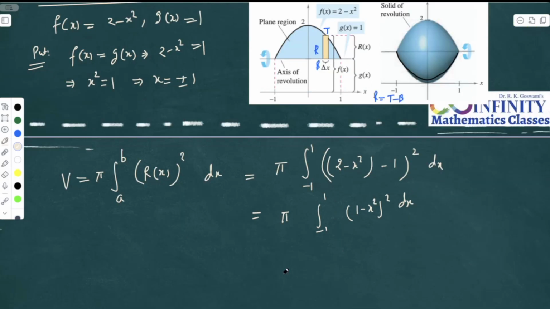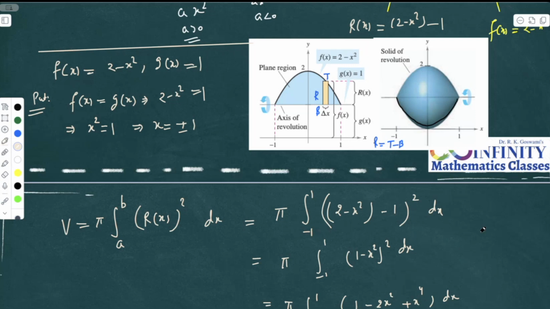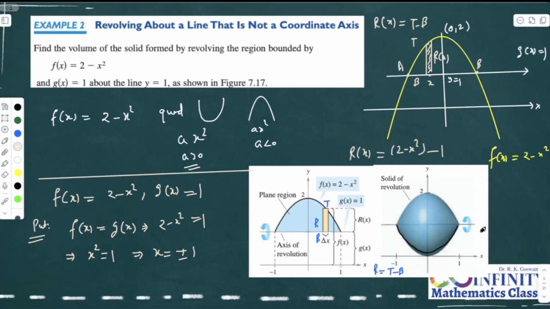Now it is a basic and simple task for you. A square plus B square minus 2ab, and now you can easily simplify this. I need not further invest time here. Agree? Right. So in this question, we have revolved about a line which was parallel to the x-axis. Okay, and the key part is how to find the radius. Radius is the key part. It is top minus bottom.